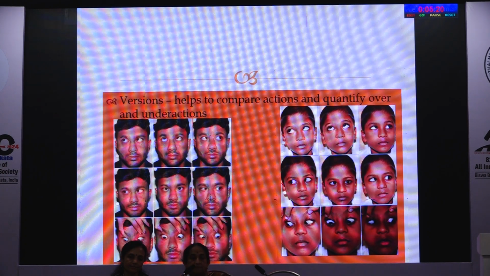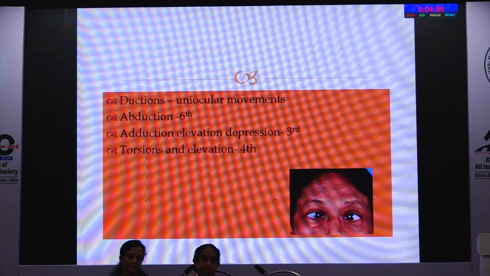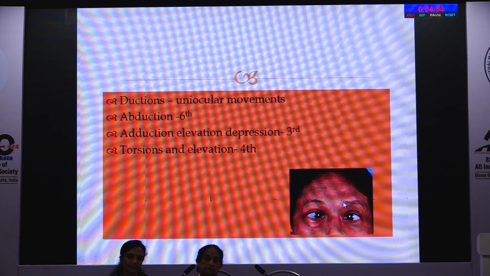So the main importance of versions is that you can compare both eyes. Like if you have a subtle overaction, you may not make it out if you do it in a duction, and also you have to assess it in all the 9 cardinal positions. Especially here you can see a very small inferior oblique overaction, which you may miss if you don't examine both eyes together.